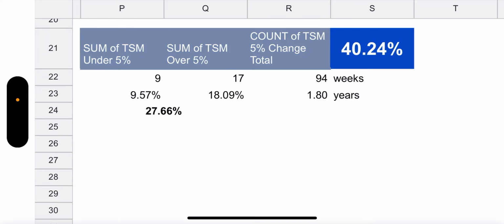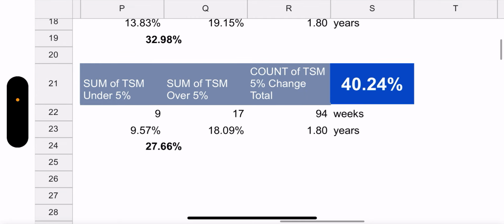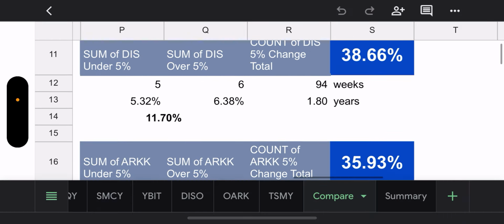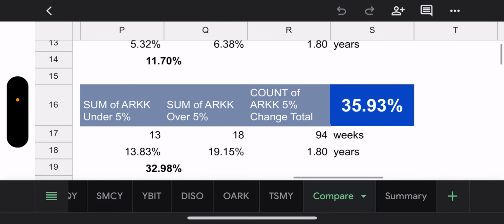All right, here's TSM for TSMY. Only 27% of the time? Wow, that's impressive. Over a 94 week span, 27% of the time they went over or under 5%. Their IV is 40%, so that's okay, I guess.